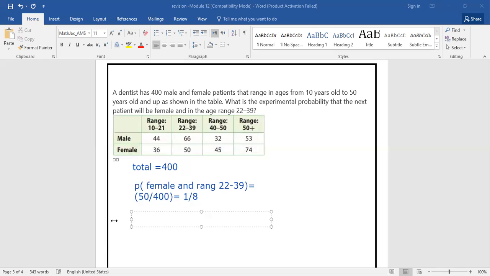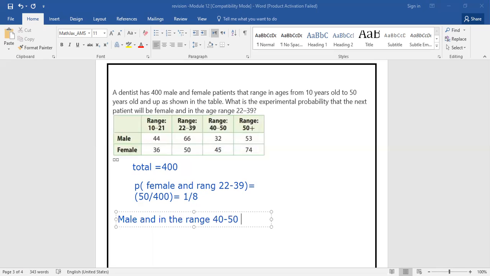Calculate the experimental probability to be male, and in the range 40 to 50.